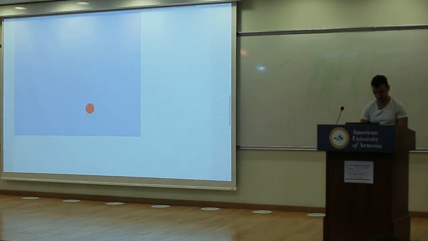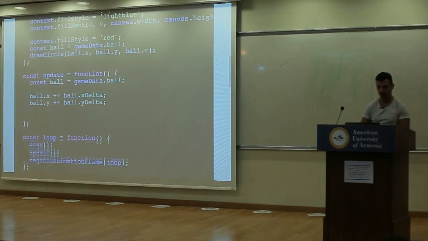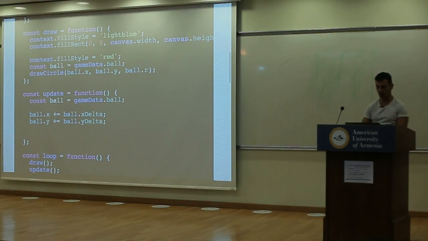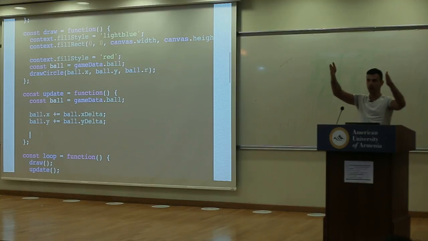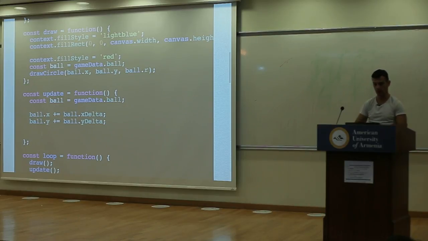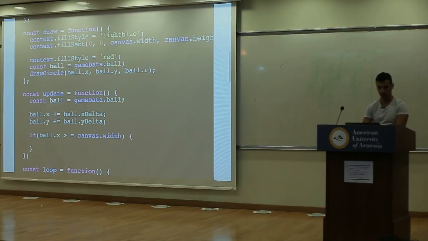All right. Okay, so we want it to bounce, right? So what do we do? When the ball goes past the boundary, we should have it bounce and go the other way, right? So it's traveling. When it hits the wall, we want it to go the other way. Okay, so if ball.x is greater than or equal to what? Let's not do minus r for now, just so you guys see the difference. In that case, we are going to flip ball dot x delta.